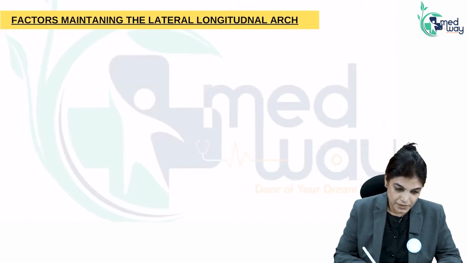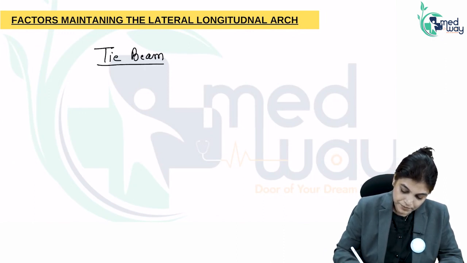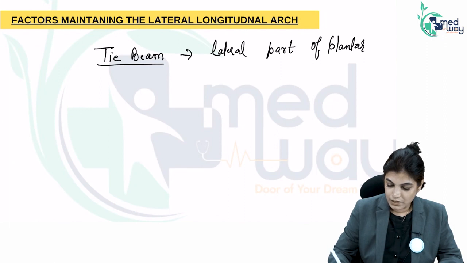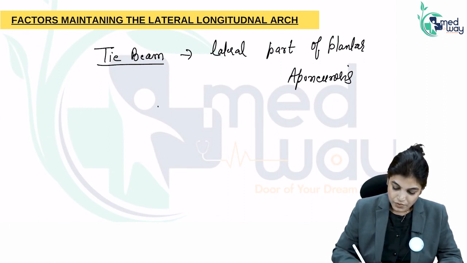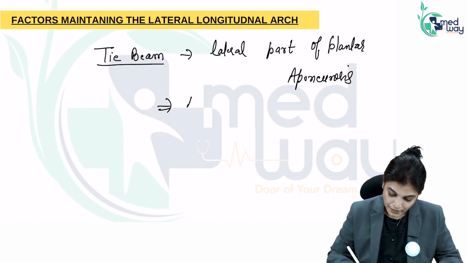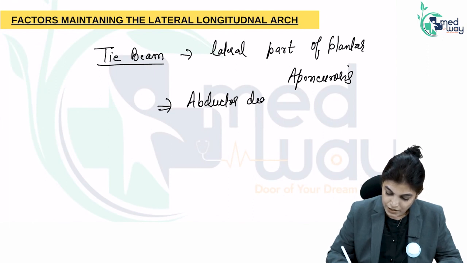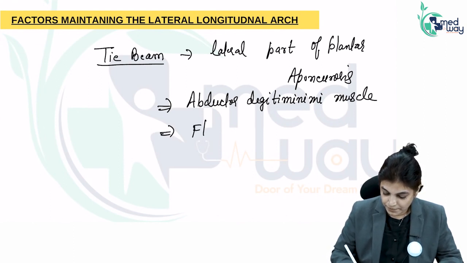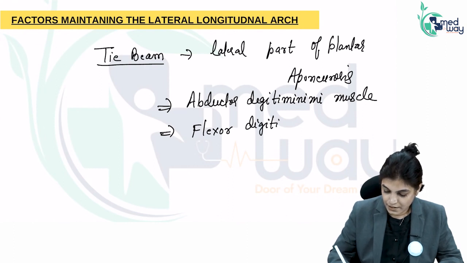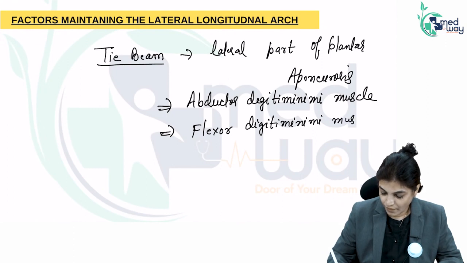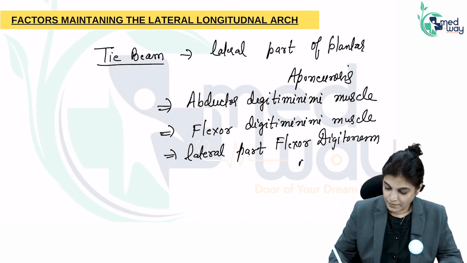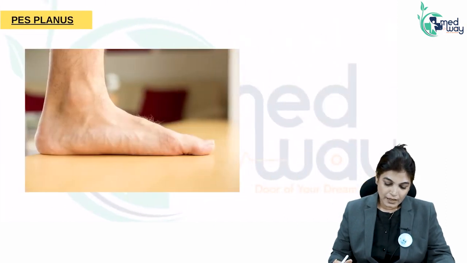Now, talking about the tie beams. The tie beam support is given by the lateral part of the plantar aponeurosis, and the muscles for the adjoining fifth toe, that is the abductor digiti minimi muscle, the flexor digiti minimi muscle, and the lateral part of flexor digitorum brevis muscle. Done? So we are done with this.